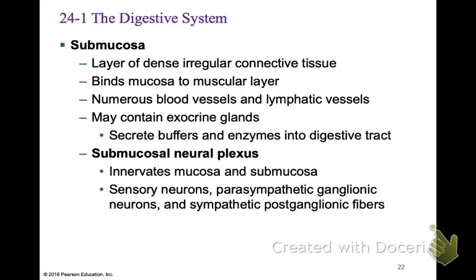Deep to that is the submucosa. This is a denser, thicker connective tissue. It's an irregular, collagenous, dense connective tissue. It helps bind and support the mucosa. It's not only going to contain blood vessels and lymphatic vessels, but very often it contains glands that are secreting things into the tract. It's got its own nerve supply, the submucosal neural plexus, that innervates any nerve supply to the mucosa and submucosa, whether it's sensory neurons, parasympathetic fibers, or sympathetic fibers.